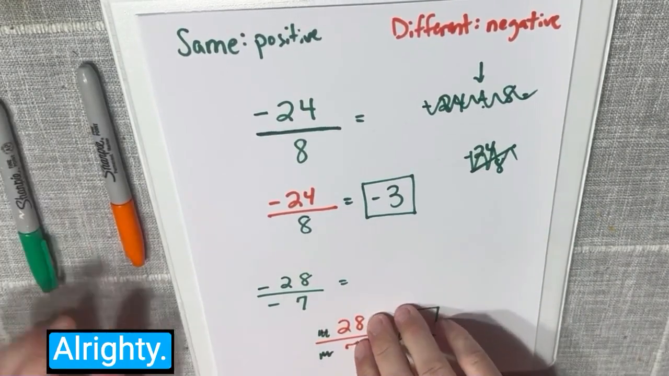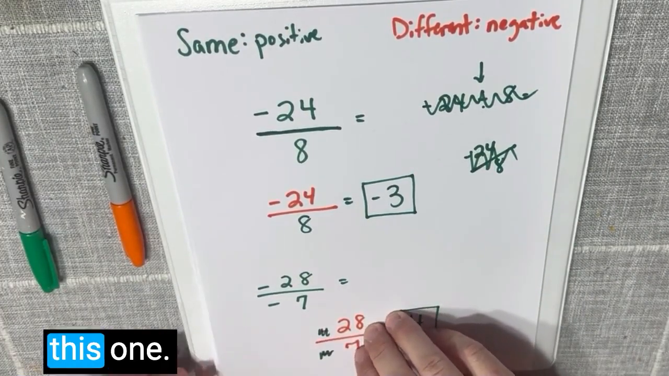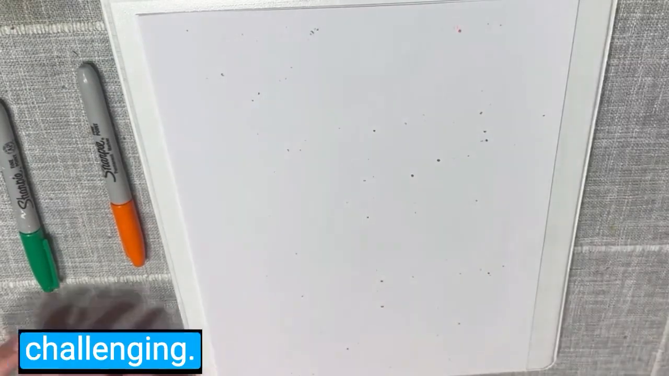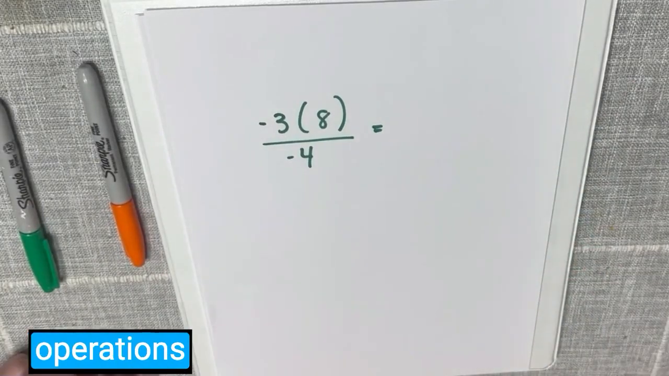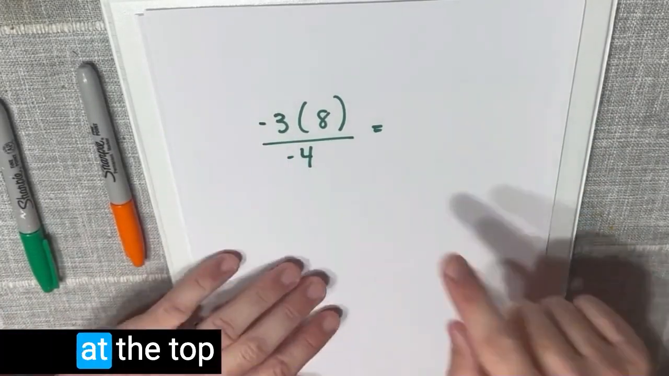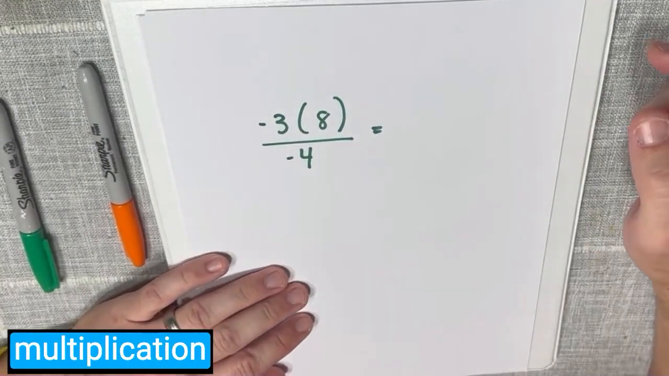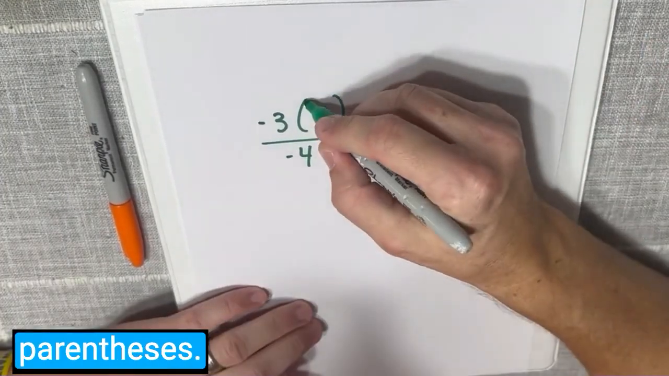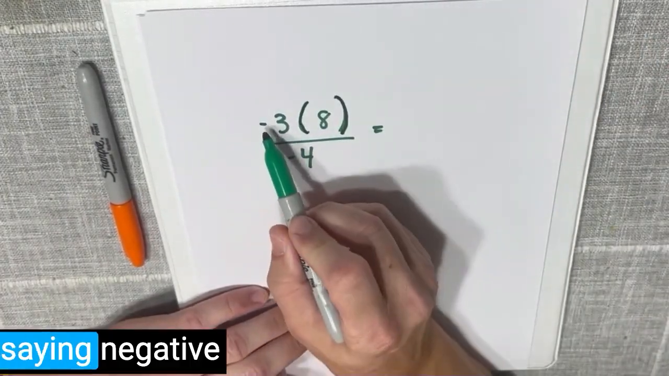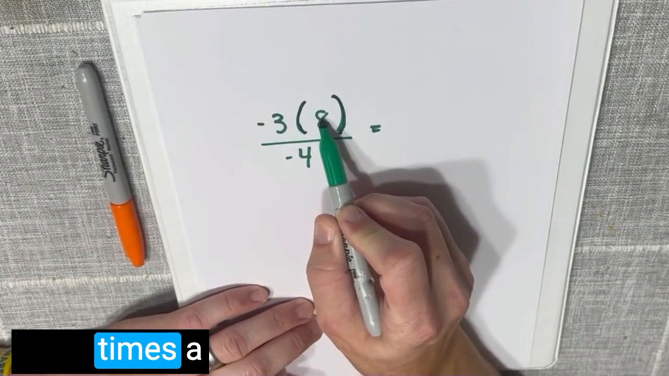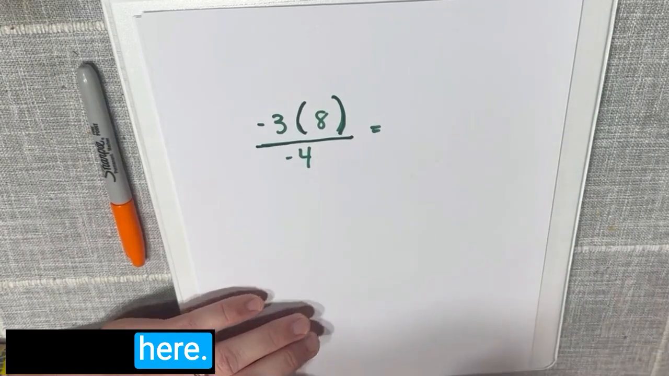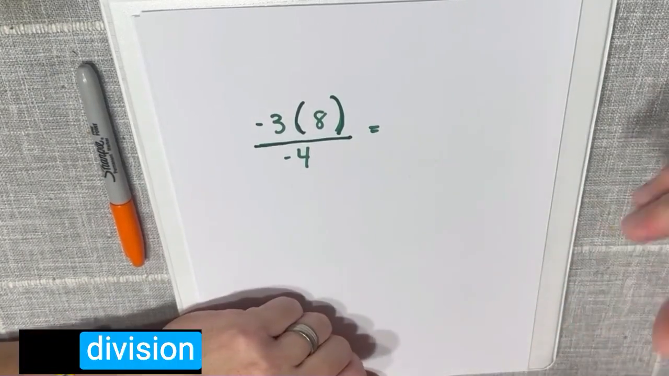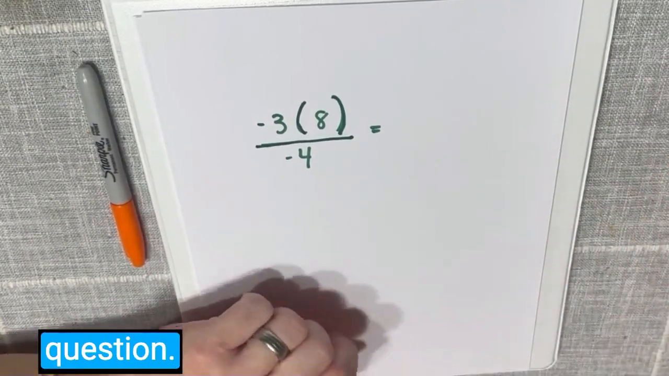All righty. So we're on to our last question. And Mathletes, this one I wanted to make a little bit more challenging. I always like to throw a curveball in there. The curveball here is that we have both operations happening. At the top, we have some multiplication going on, and we know that's multiplication because, remember, we see these parentheses. That's basically saying negative 3 times a positive 8. And then we see that division bar right here. So we have multiplication and division in the same question, okay?